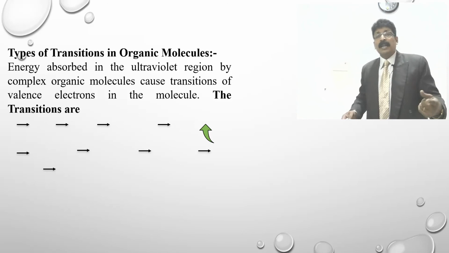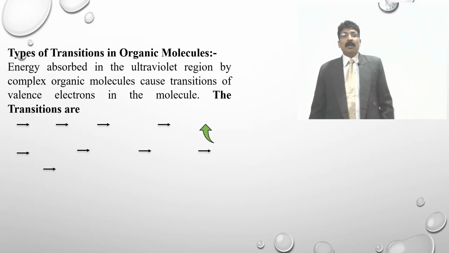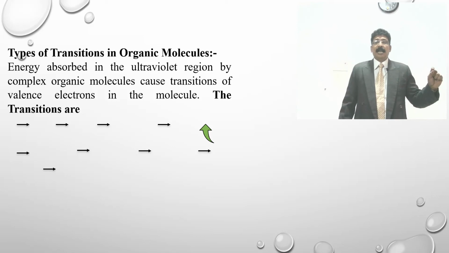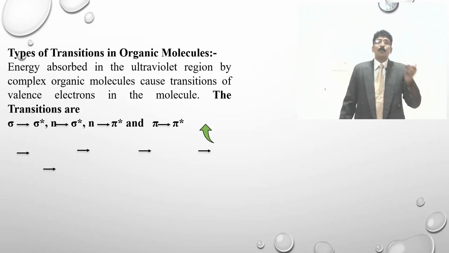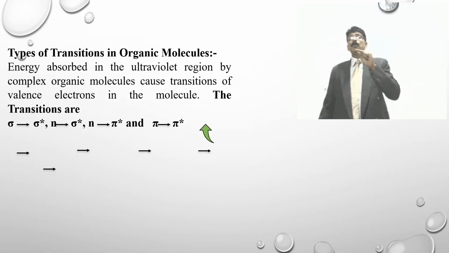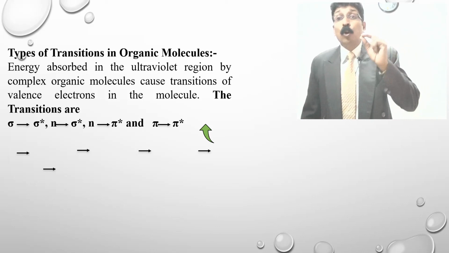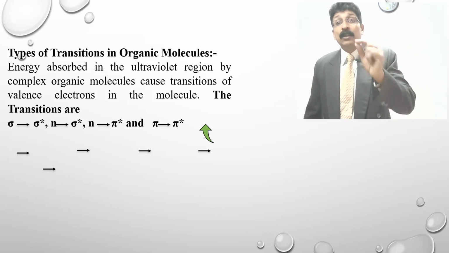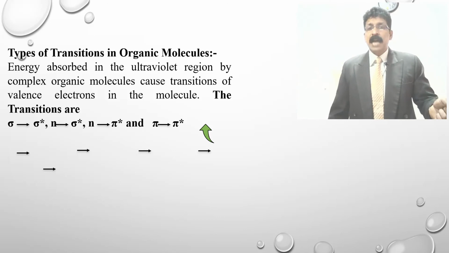What is this transition? Energy absorbed in the UV or ultraviolet region by a complex organic molecule causes transition of valence electrons in the molecule. The transitions are sigma to sigma star, n to sigma star. We put the star to denote the excited electron state, understand? So n to sigma star means compounds like chloromethane and chlorobenzene have a lone pair of electrons on the halogen, chlorine or fluorine, attached as a substituent. They can give a transition energy to the double bond or to the single bond sigma star. That's what n to sigma star is.